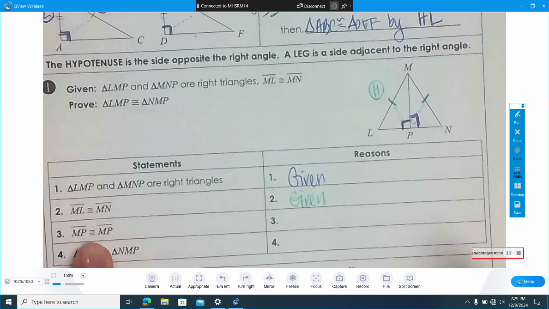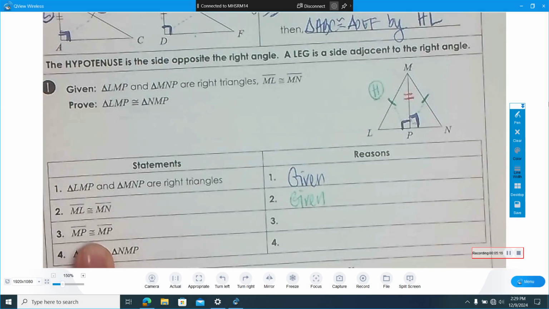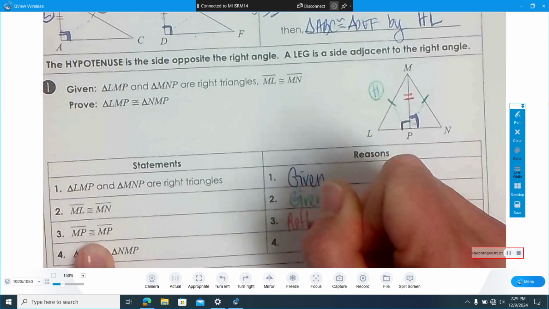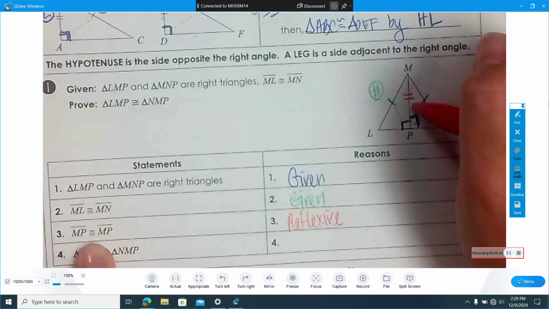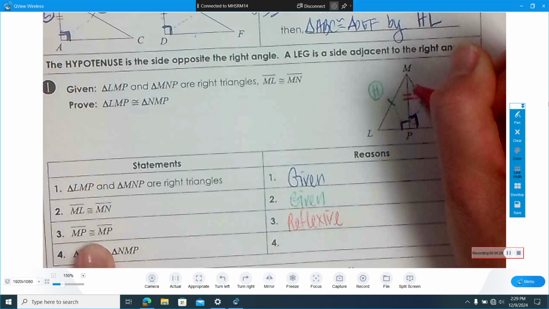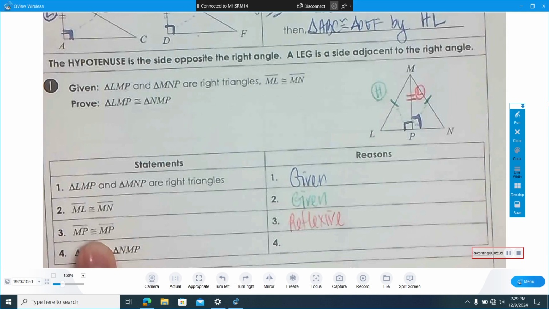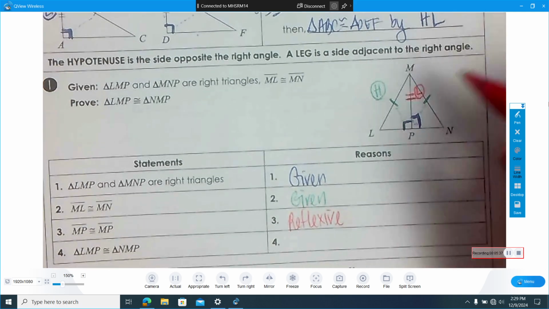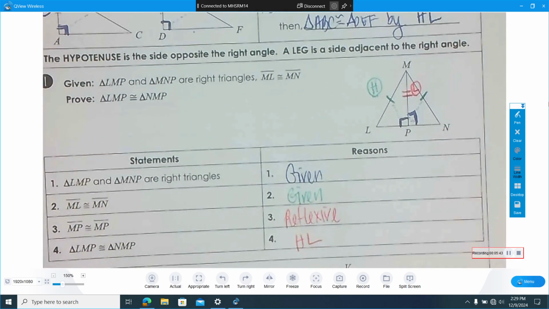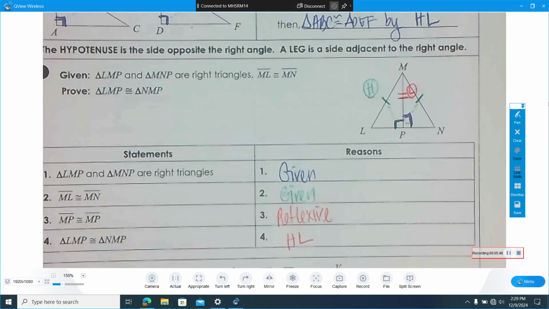All right. MP is congruent to MP. Oh, that's here. Why are those congruent? Reflexive, very good. It happens to be in both triangles. So I can call that not only a side, but also a leg. That is a pair of congruent legs. So are the triangles congruent? Yeah, by HL, hypotenuse leg theorem. Got the hypotenuse of a right triangle and another pair of legs. You're good to go. All right. Questions on that one?